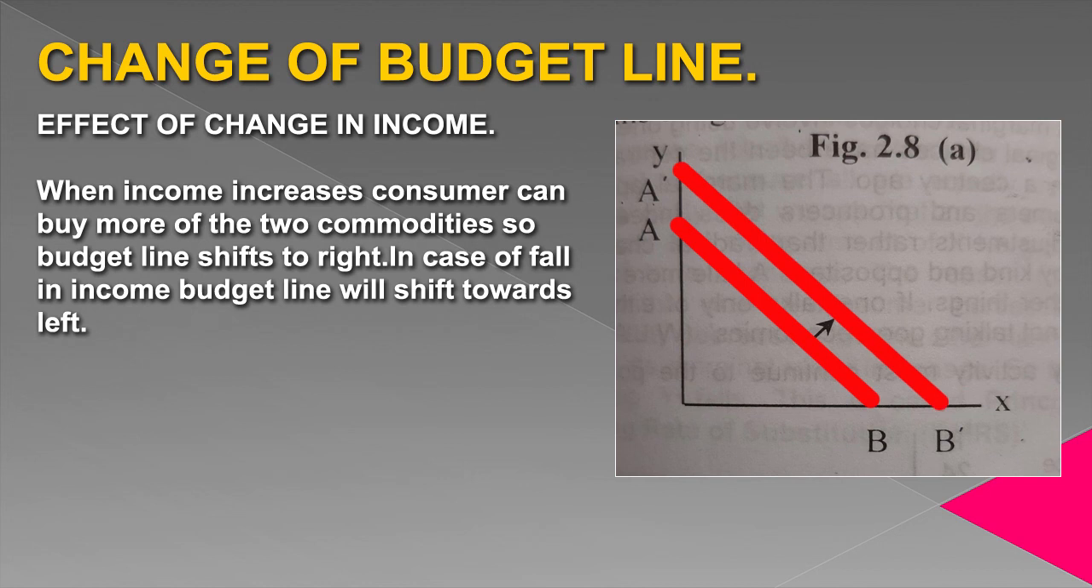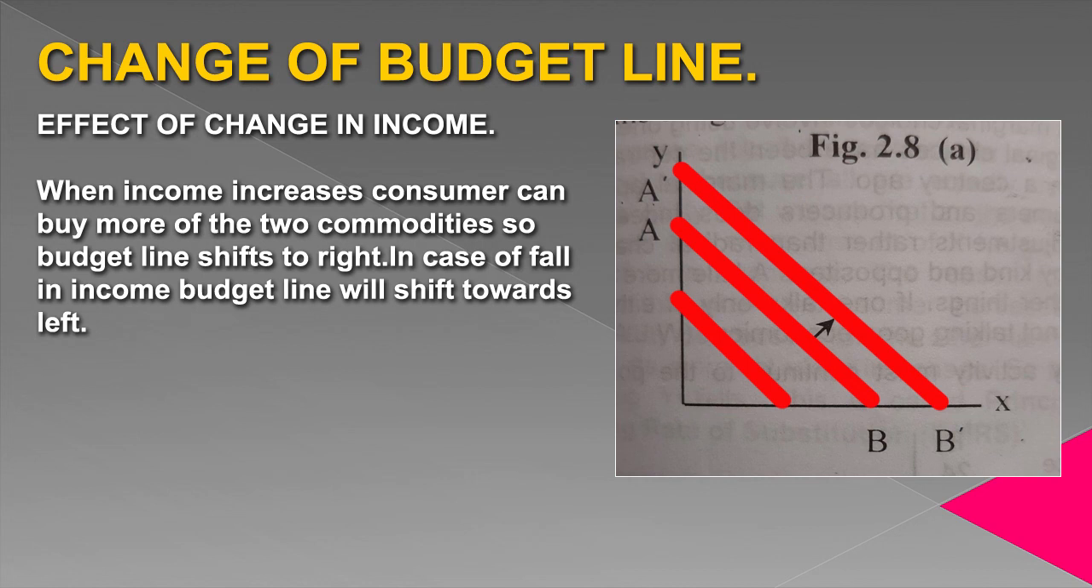By joining these points, you get a line that shows an increase in income, which results in a shifting of the budget line. The budget line will shift towards the right because of the increase in income. This is presented by the dotted line. Here, fall in income is not presented, but you can derive it also. If the income of a consumer falls, his budget line will shift towards the left, like this.